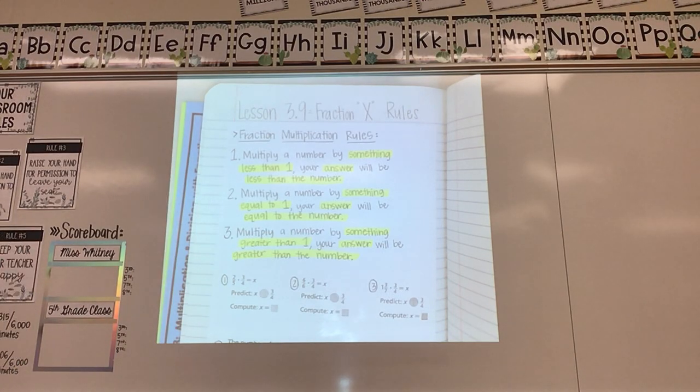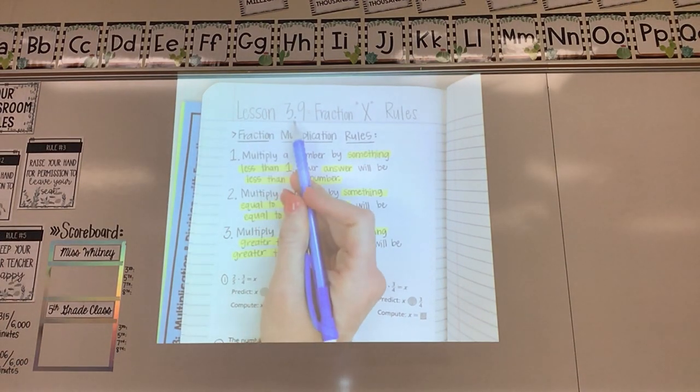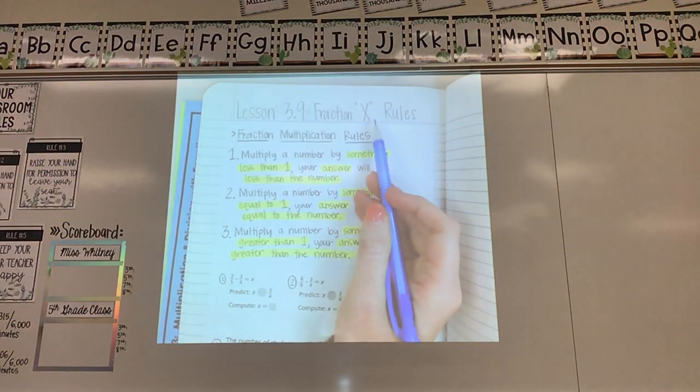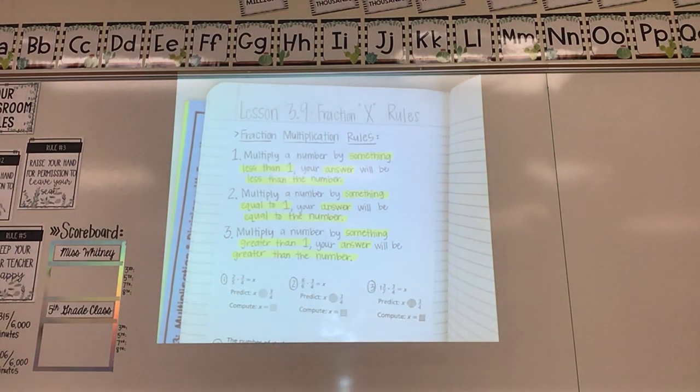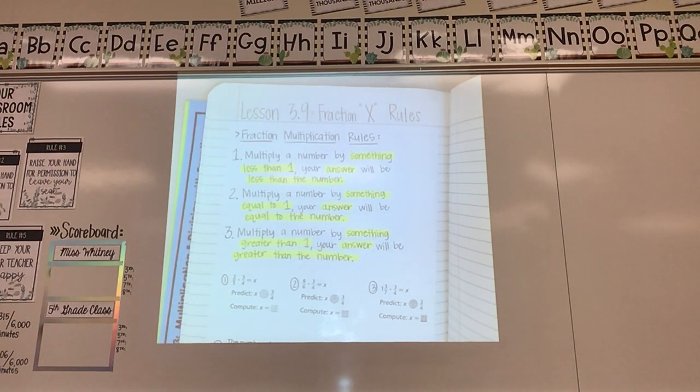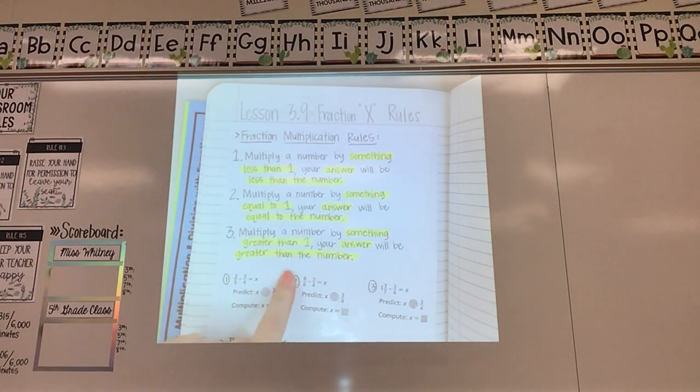Hello, fifth graders. Today's math lesson is lesson 3.9, and it is over the fraction multiplication rules. When we are multiplying fractions, there are three rules that help us know what our answer should be. I have those rules written out for you up here.